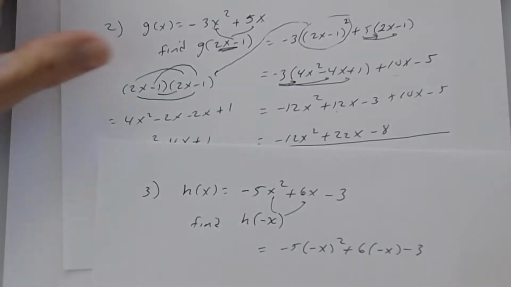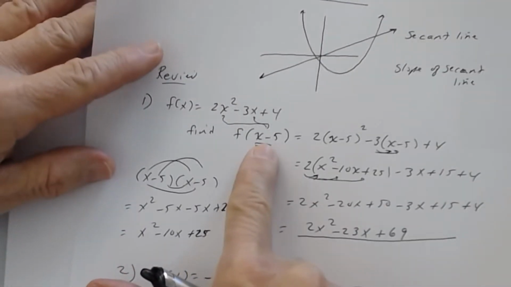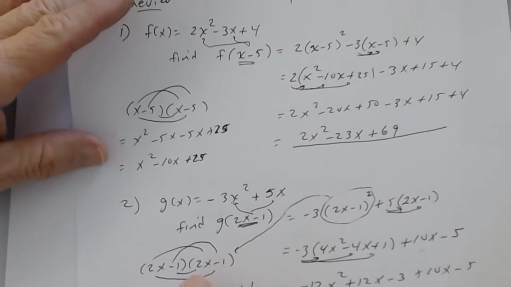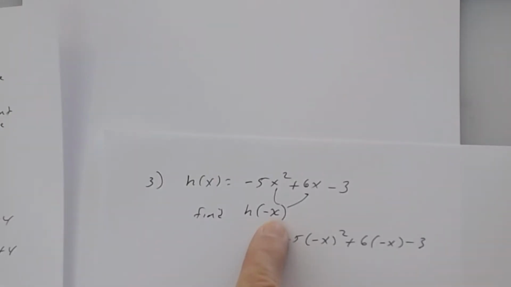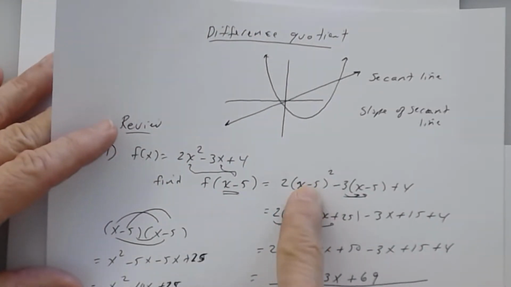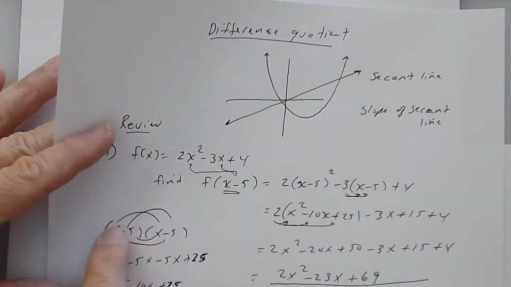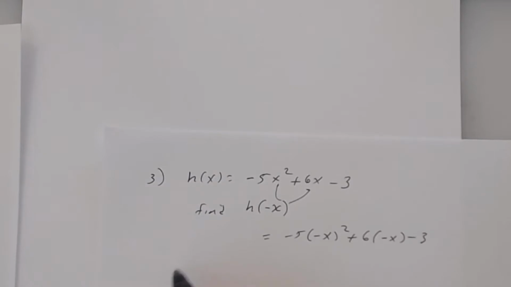Now the difference between this one and the previous two was that when I did the previous two, I substituted a binomial. See, these were binomials that I substituted. Here, this is a monomial. So when I substituted this binomial, I had to FOIL this out right here, right? And basically I said x minus 5 times x minus 5. Here, though, what am I squaring? A negative x. What's a negative x times a negative x?